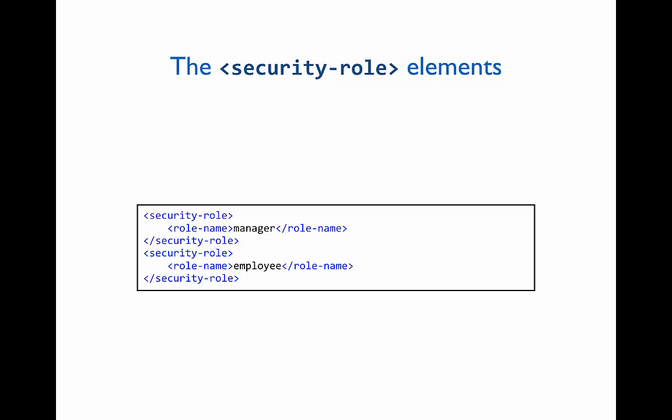The security role elements in the deployment descriptor are used to list the role names for the application. These are the names that will be used by the security constraint element to indicate what types of users can have access to protected resources.